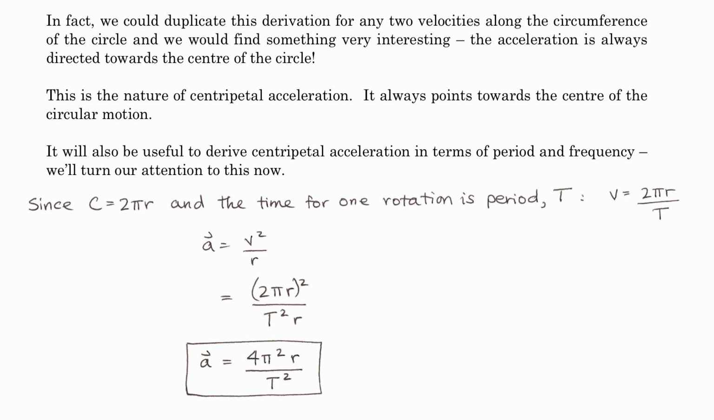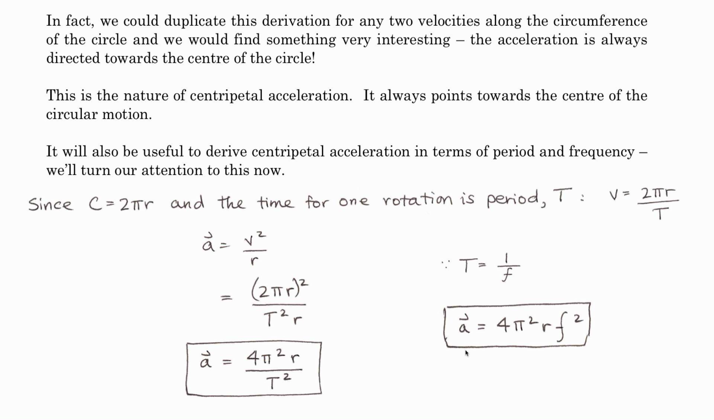And we get this equation, that the acceleration is equal to 4 pi squared times the radius of the circle, all divided by the time it takes to complete one revolution squared, the period squared. We can do the same thing for frequency, knowing that period is just 1 over the frequency. They're inverses of each other. So then acceleration is equal to 4 pi squared times the radius times frequency squared. Now, where are these useful? These will be useful depending on what you're given in the question that you have.